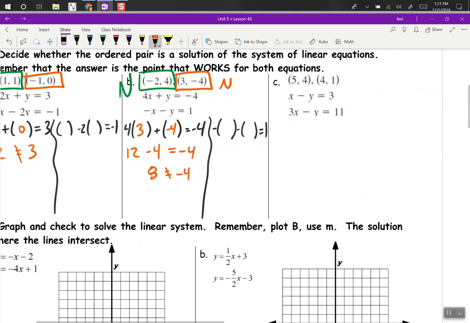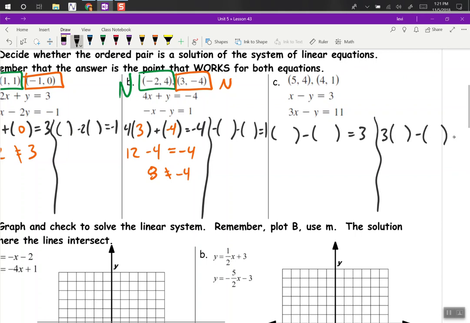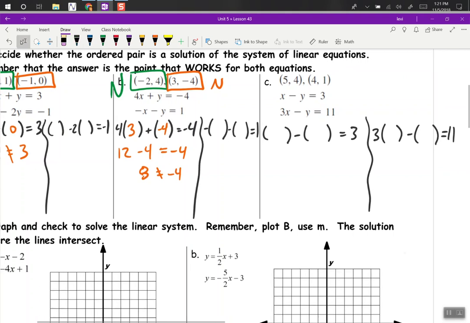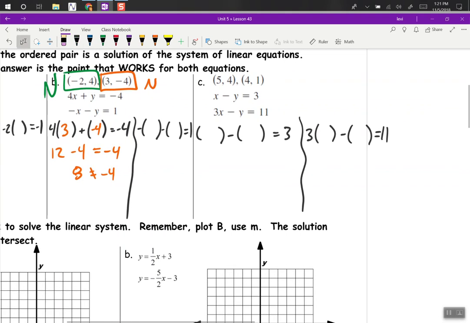Our next one, C. Negative x minus y equals 3, and 3x minus y equals 11. Right? So we'll use 5, 4 first, 5 and 4. So this is 5 minus 4, which makes 1. 1 does not equal 3, so that's a no.